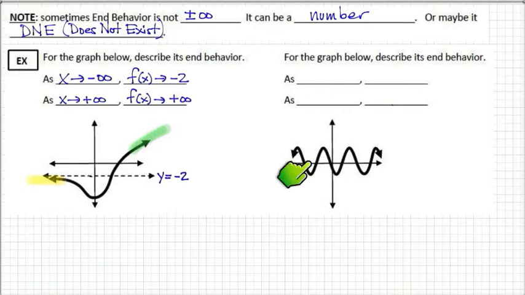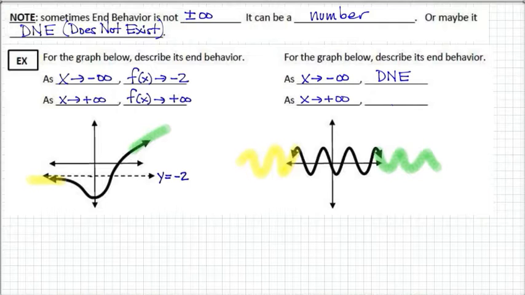Now in this case, we assume that this sinusoid shape continues on forever and ever, and so as x goes to negative infinity, because of the oscillating nature of the function, it does not have a specific number we can say it ends up at. We say there is no end behavior. It does not exist. And the same thing is true on the right hand side as well. Does not exist. So that's end behavior. Fairly simple concept.